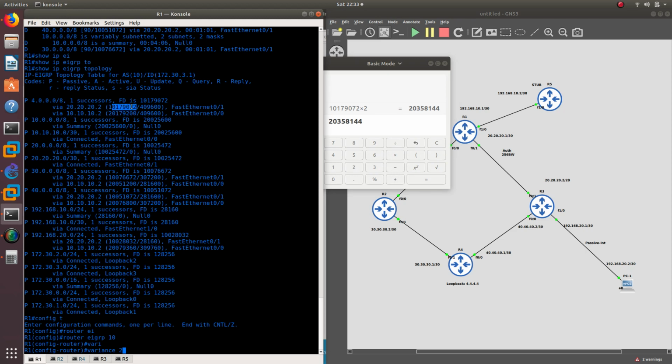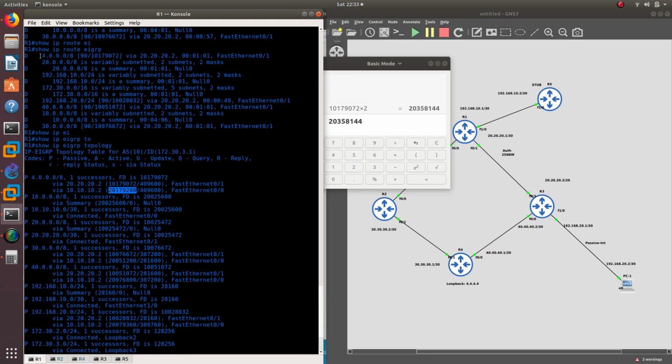And since this successor is higher than the feasible successor, it's going to say, whoa, this one is higher, and this one is the successor. So what's going to happen is, since this one is higher, this one is also going to become a successor, and it's going to load balance. It's going to send traffic both ways. Okay, and as you can see over here, let's take a look. When I did the show ip route eigrp, you can see that it only showed one way to get there, which was via 20.20.22.